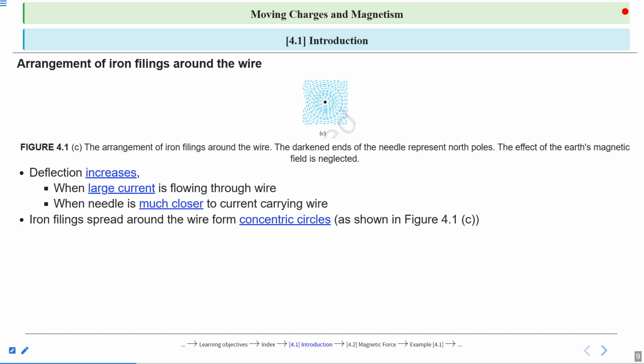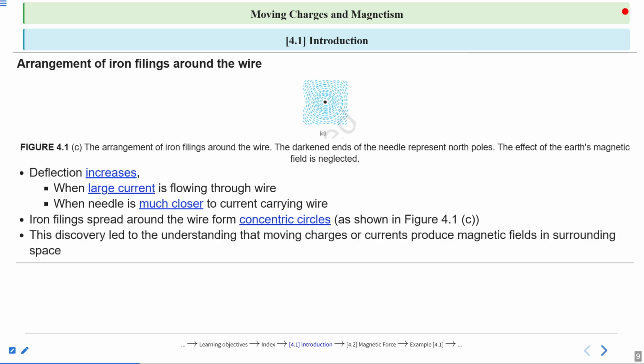And the next thing is, iron filings spread around the wire form concentric circles. You can see in figure 4.1c. When we place the iron filings around a current carrying wire and shake it, or give some time to arrange themselves, or stir with the help of some rod, so that they can arrange themselves around a current carrying wire, they will form concentric circles around the current carrying wire. It means that the magnetic field lines around the current carrying conductor are in the form of concentric circles.